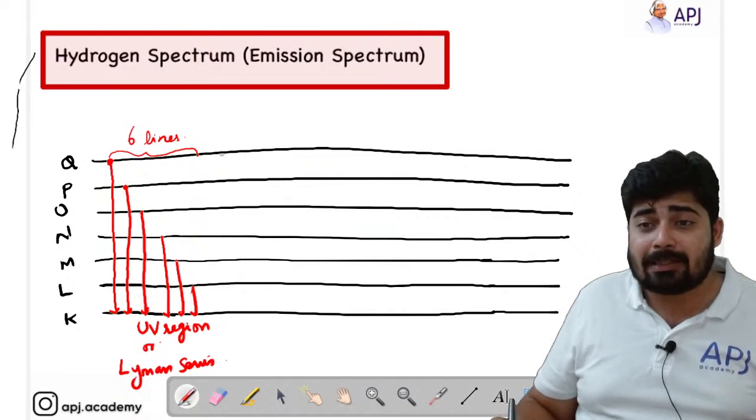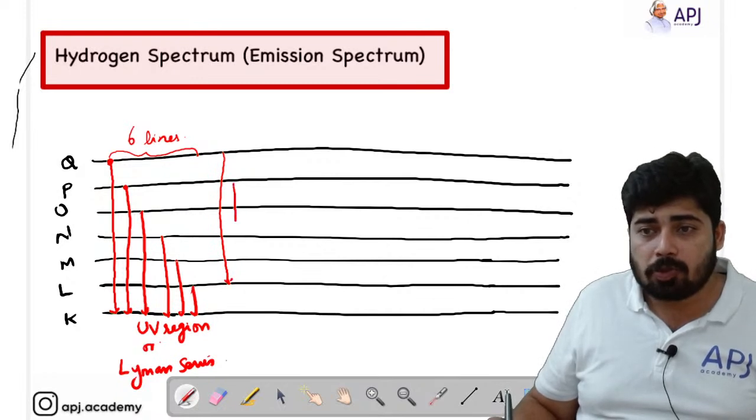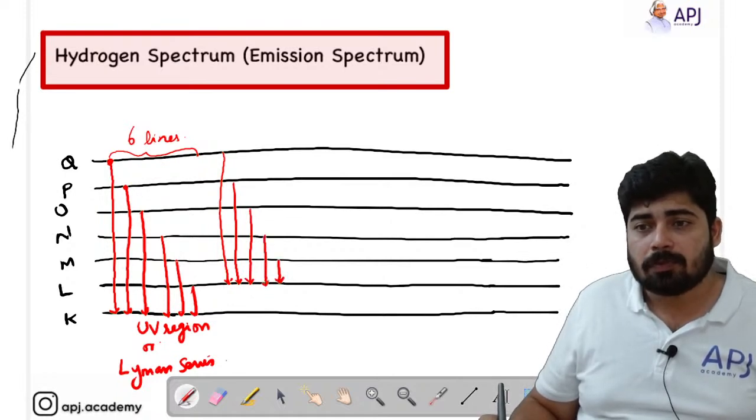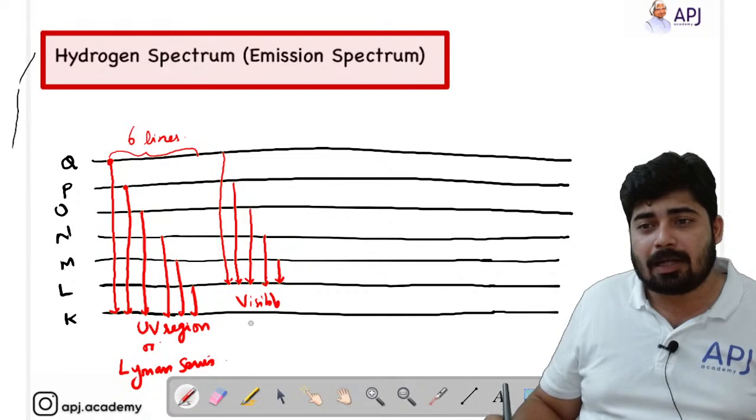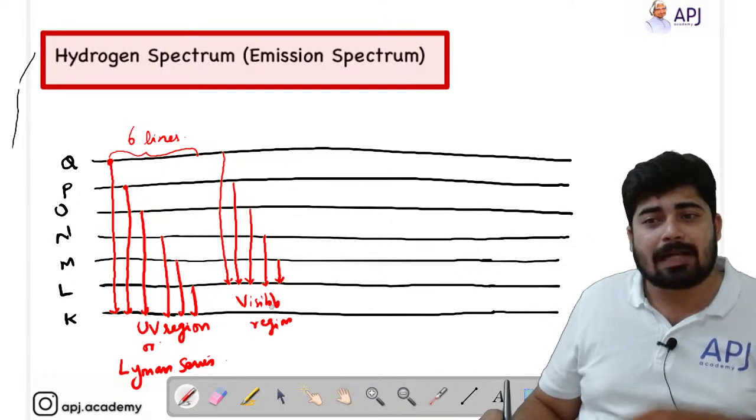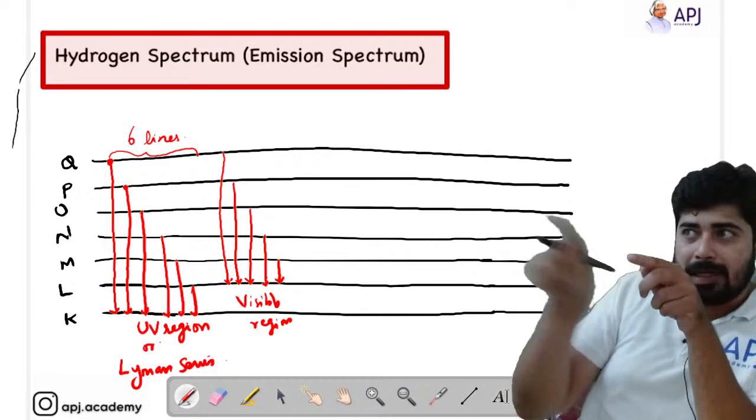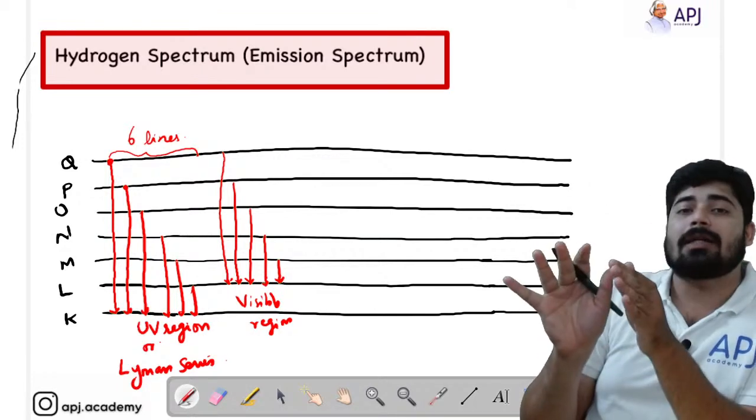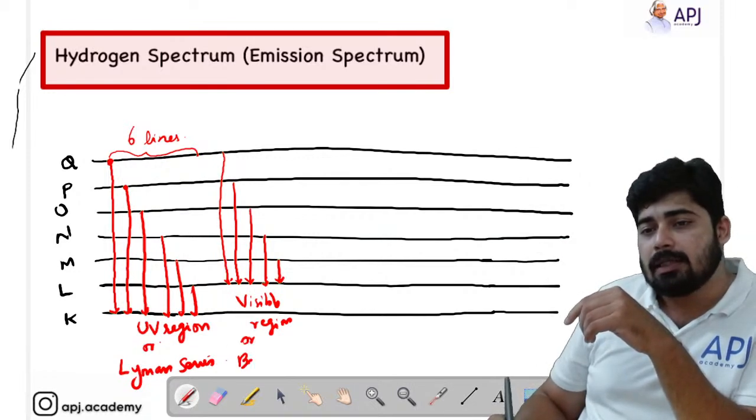Now coming to the next series: if an electron jumps from 7 to 2, 6 to 2, 5 to 2, 4 to 2, and 3 to 2, these are the visible lines. These spectral lines are in the visible region. That means if the electron is jumping from a higher energy shell to the second shell, we can see a radiation, and that radiation will be colorful. We can see it with our naked eyes. We call this series the Balmer series.